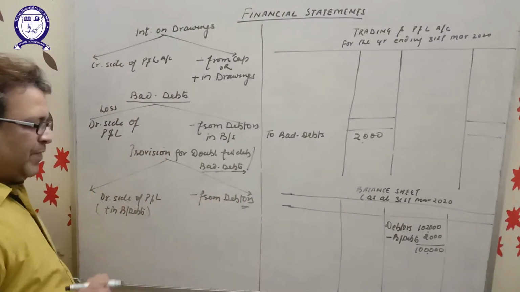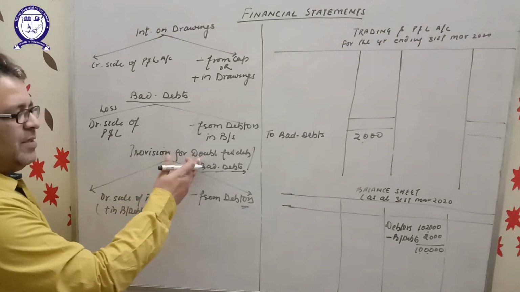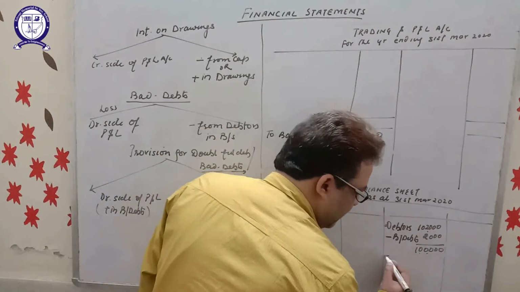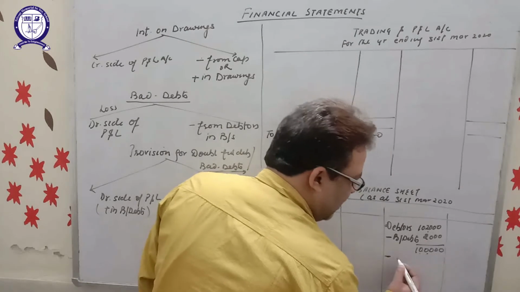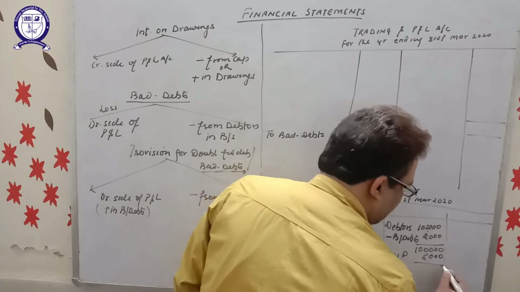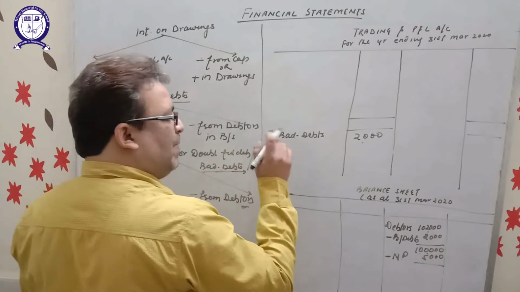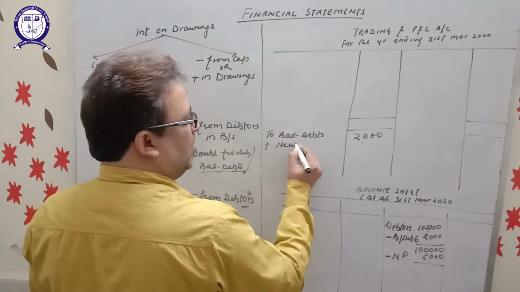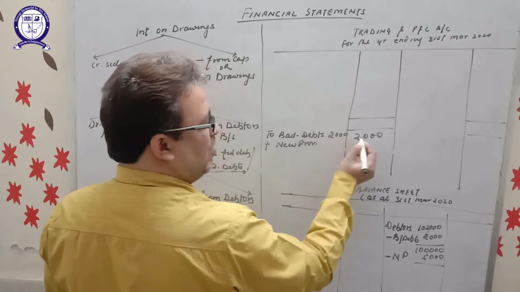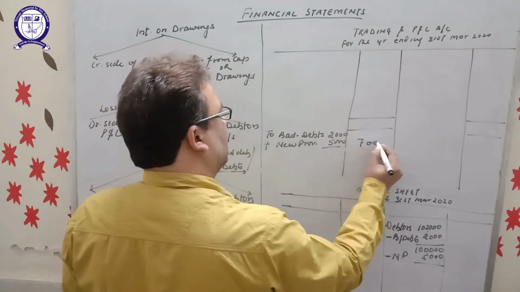Suppose in adjustment it is given that we have to prepare provision for doubtful debts 5%. So calculate 5% of 1 lakh. 1 lakh into 5 by 100, 5,000. Less new provision, 5,000. And this is also a loss for the business. So this will be added to the bad debts. Plus new provision for doubtful debts. 2,000 bad debts amount and plus 5,000 provision. Total loss will be 7,000.